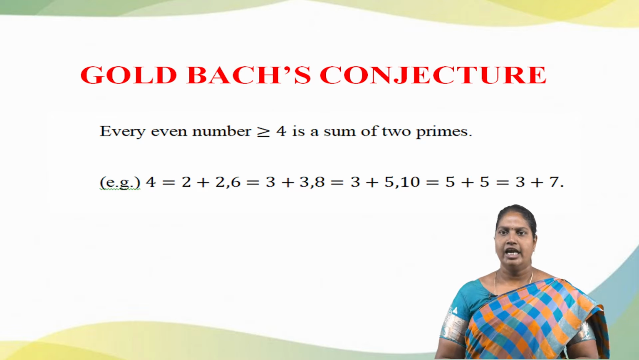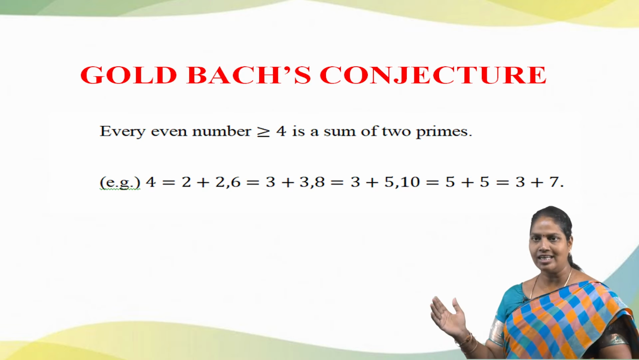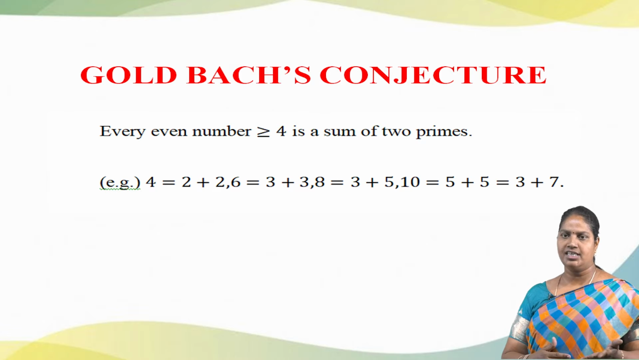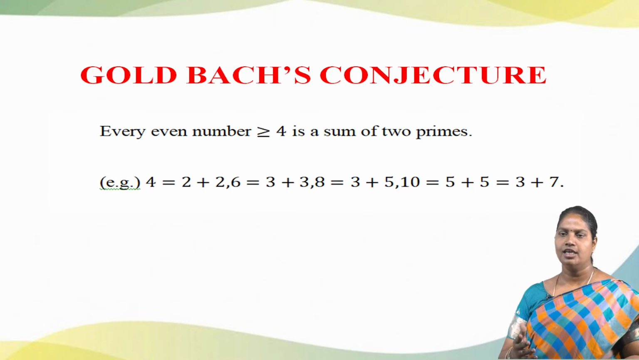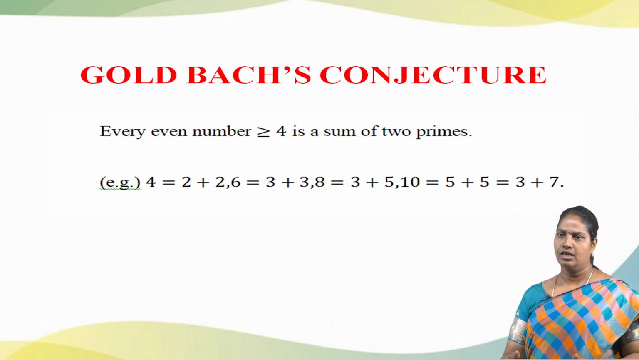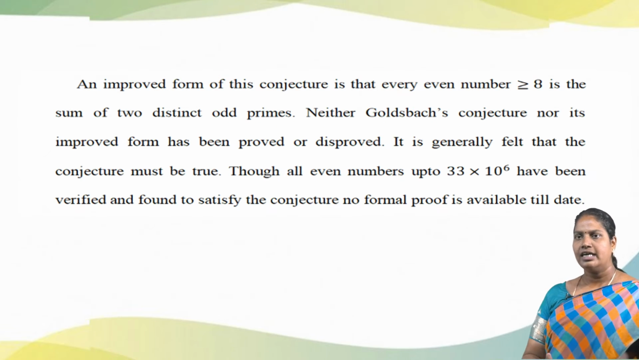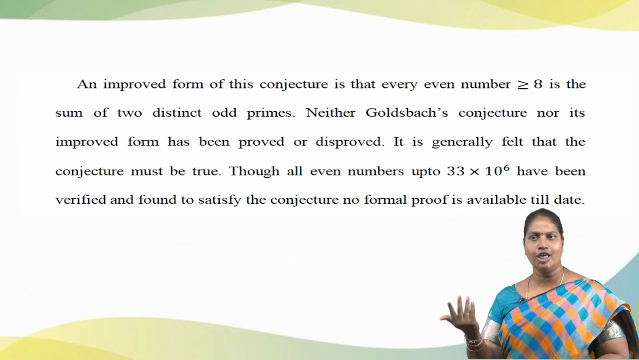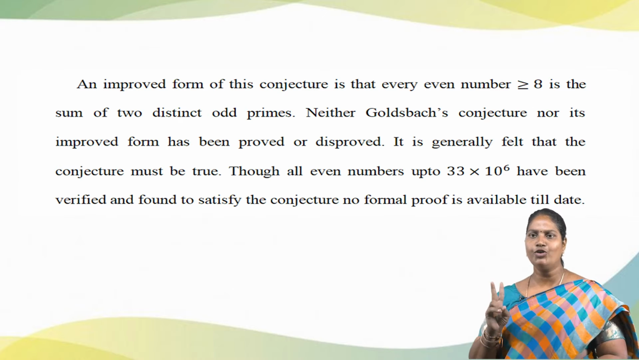That is, every even number greater than or equal to 4 is a sum of two primes. For example, we see that 4 can be written as 2 plus 2, 6 as 3 plus 3, and 8 as 3 plus 5. And 10 is an even number that can be written in two forms, 5 plus 5 and 3 plus 7. An improved version of this conjecture is that every even number greater than or equal to 8 is the sum of two distinct odd primes.